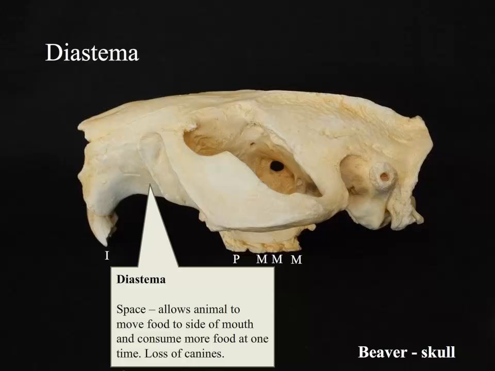Now there are some features of the skulls that we need to spend some time talking about. One, we've already talked about the mandible being the lower part of the jaw, but the diastema is in some ways a space that allows animals to move food from the side of the mouth and consume more food at once. So in our herbivore species, these are the species we will find that in. Our carnivore species will not have it for the most part because of the nature of their dental structure. So diastemas are something that we look for, and that allows us to narrow the gap in terms of what kind of species we're working with.